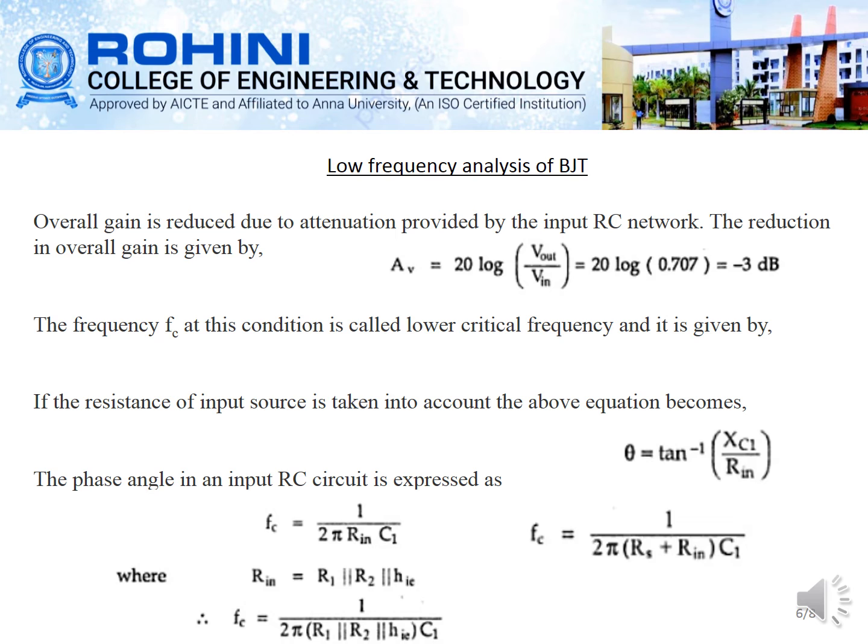If we take into account the resistance of the input source, theta is equal to tan inverse of XC1 divided by Rin, and the critical frequency of this input RC circuit is expressed as FC is equal to 1 divided by 2 pi into Rin into C1. The input resistance contains the input resistor as well as the input impedance, so Rin is equal to R1 parallel R2 parallel hie. Rin is nothing but Rs plus Rin. So we write this as 1 divided by 2 pi into R1 parallel R2 parallel hie into C1.